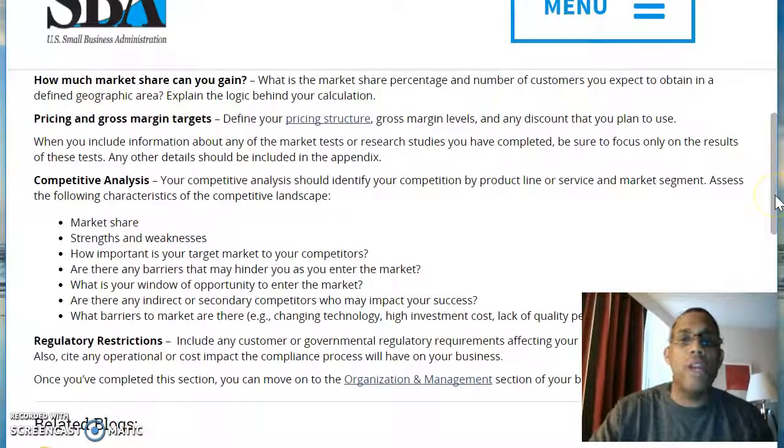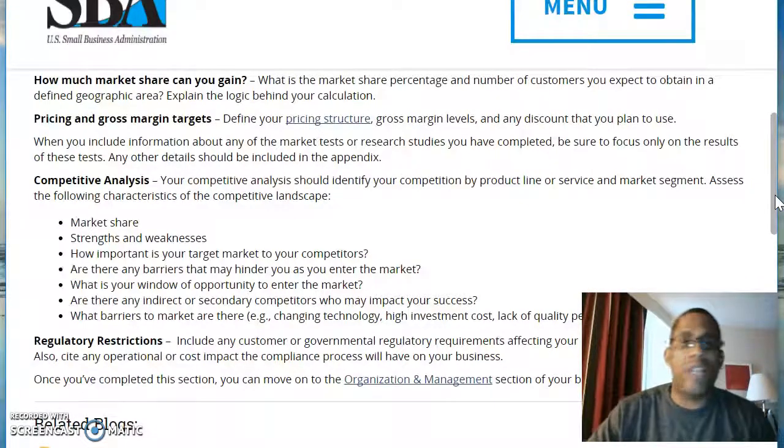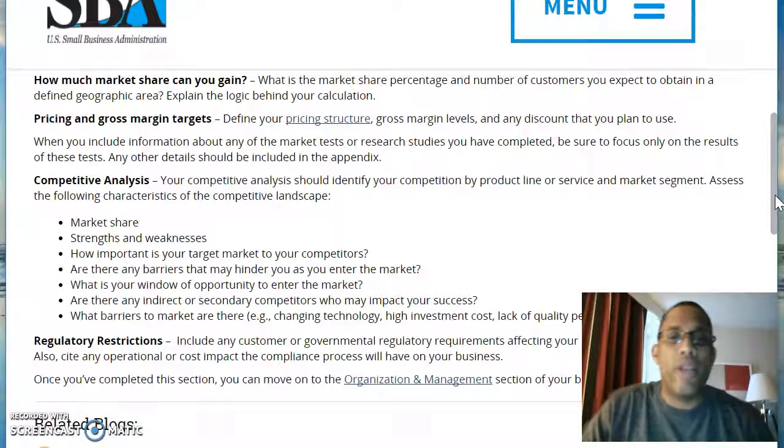Who else is out there? Who is doing exactly or remotely what you're doing? What is their market share? What are their strengths and weaknesses? Are there any barriers that may hinder you from entering this particular market? What is your window of opportunity to enter this market? Are there any indirect, direct, or secondary competitors?